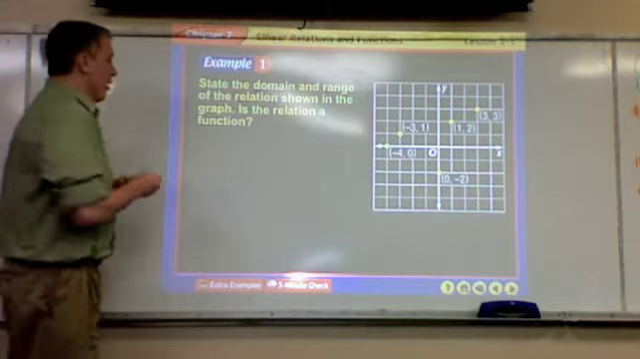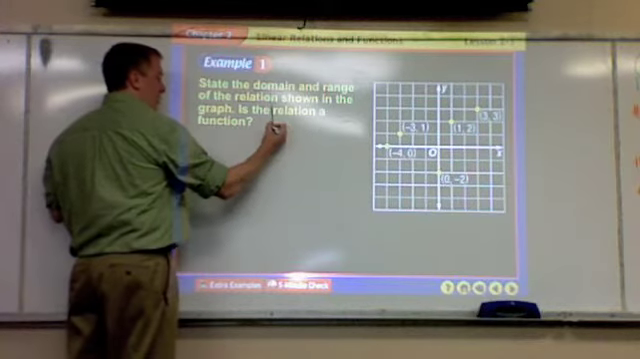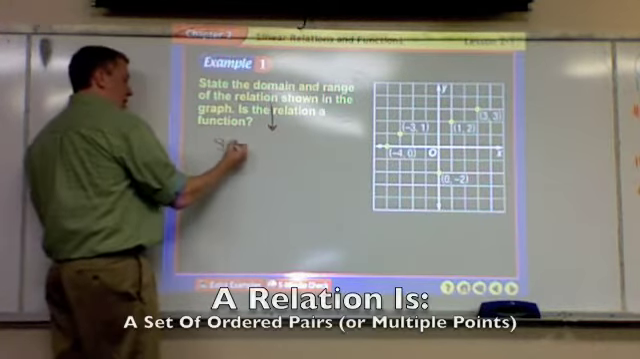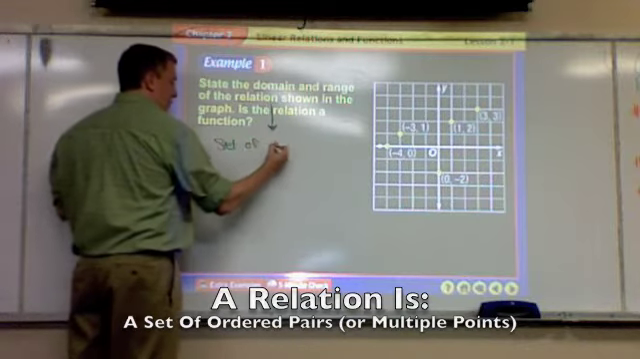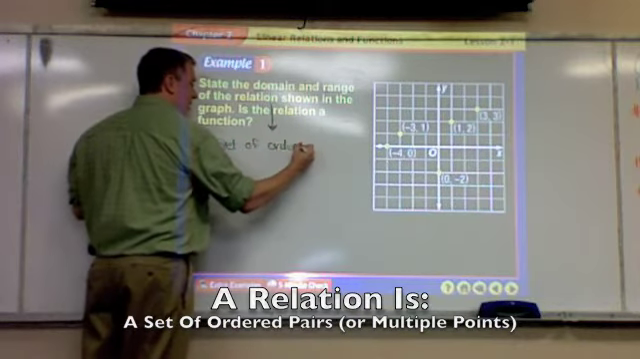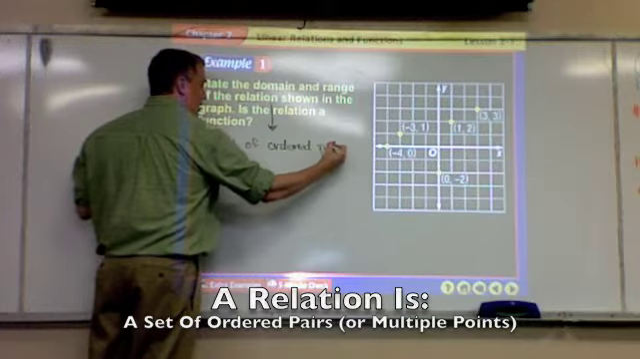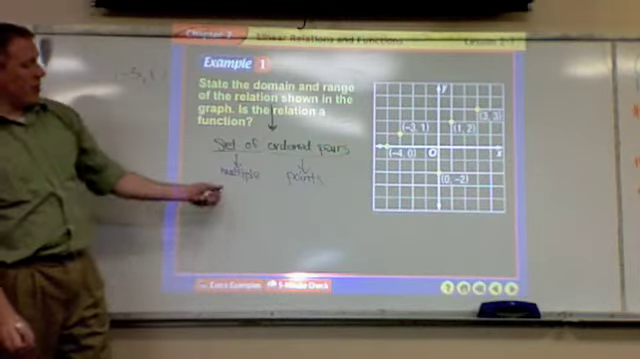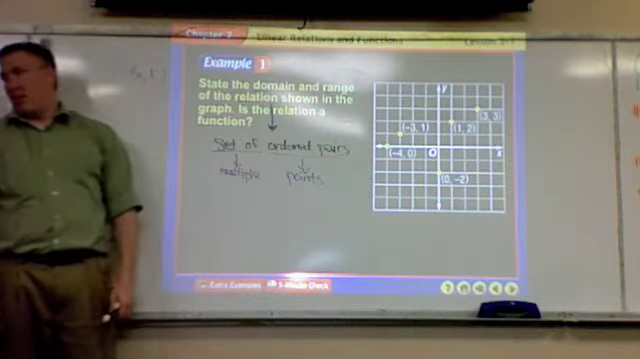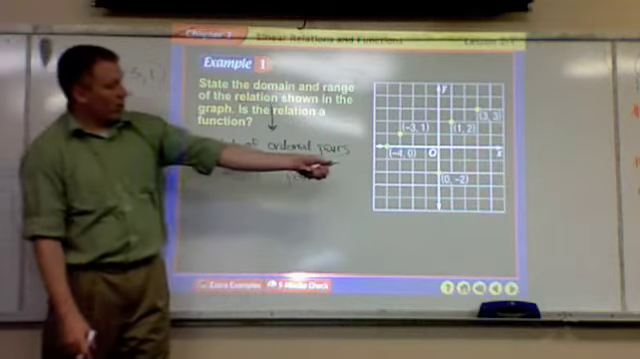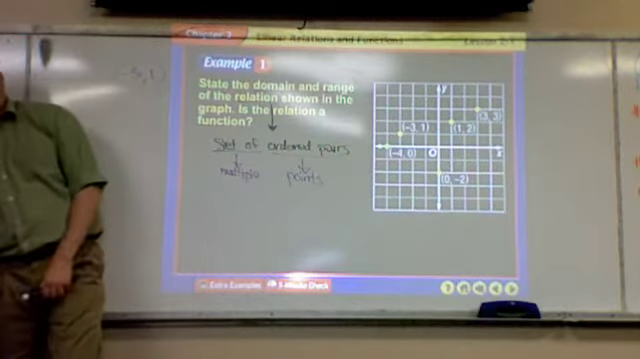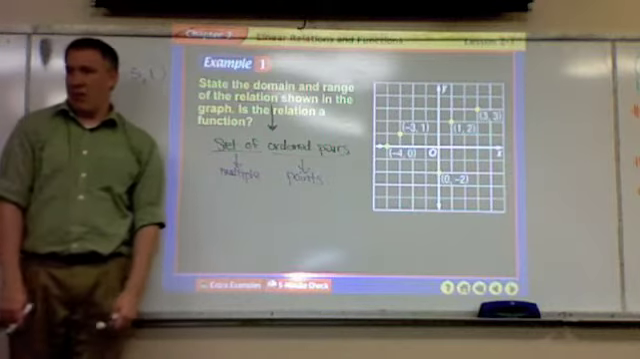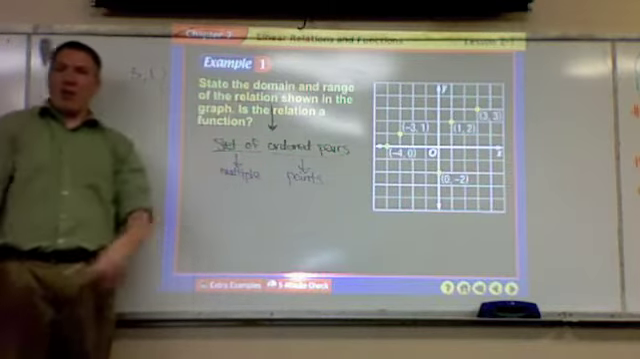A relation, the official definition, is a set of ordered pairs. Okay, that's what the book is going to say. It's a set of ordered pairs. A set of ordered pairs is just a bunch of points. Do I have a bunch of points? Yeah, I have a relation. A relation is anything where there's a bunch of points.